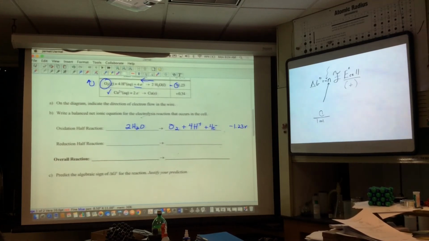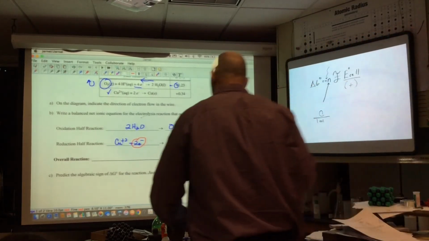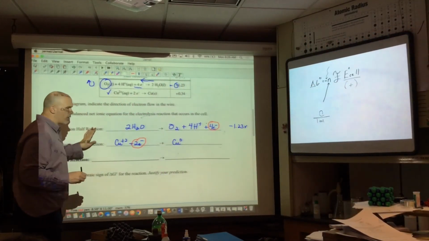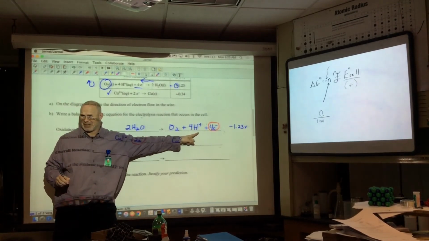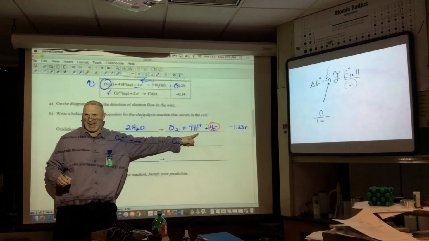Now, I'm going to write this one as is. Copper 2+ gains 2 electrons and becomes copper 0. Party people, the overall reaction must balance your charge. All you have to do is balance your electrons. And it's so easy to forget. I have so many students who are so smart that would put these two together and in the overall reaction show me 2 electrons being produced. You see how you could have done that?